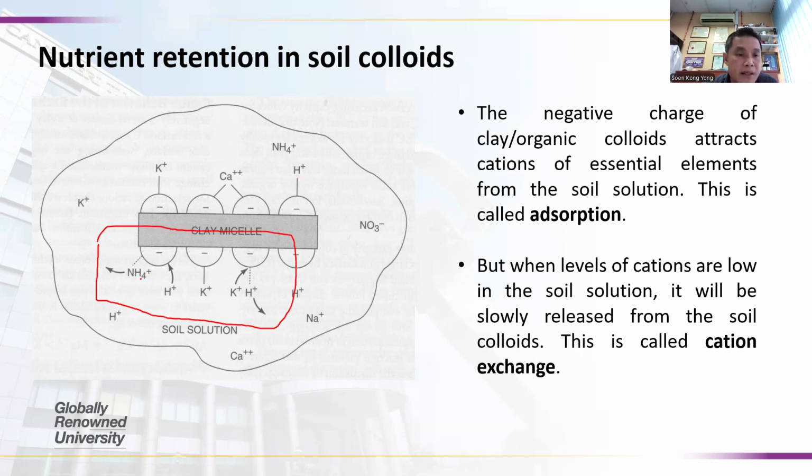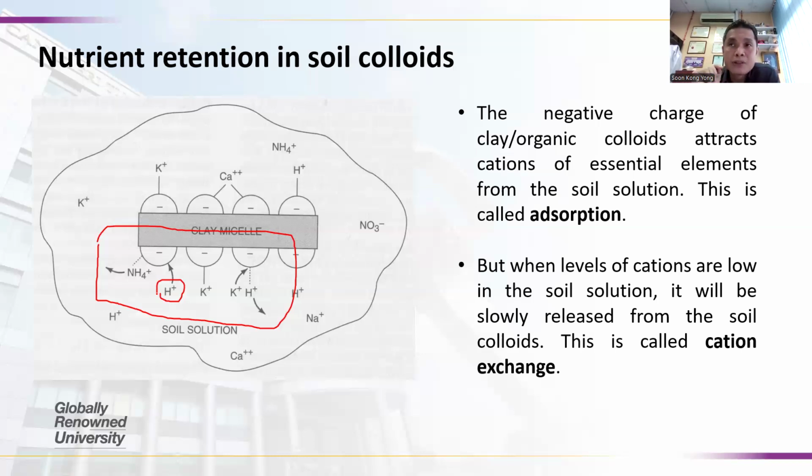in which the existing ammonium cation already attached to the clay micelle may come out, and then one hydrogen can replace it. Now, this will not happen naturally unless there is a very high concentration of H+. So what does that mean? If H+ is extremely high, that means the soil is extremely acidic, isn't it? When you have high H+, that means the soil is acidic.